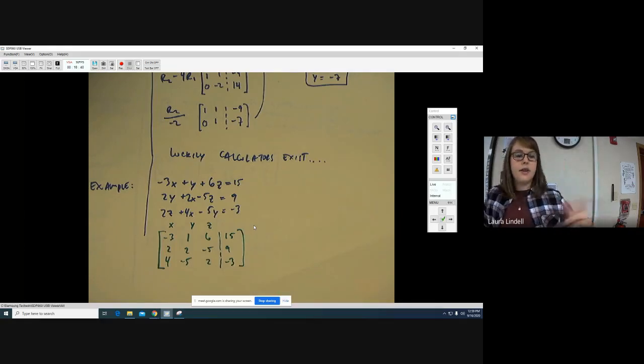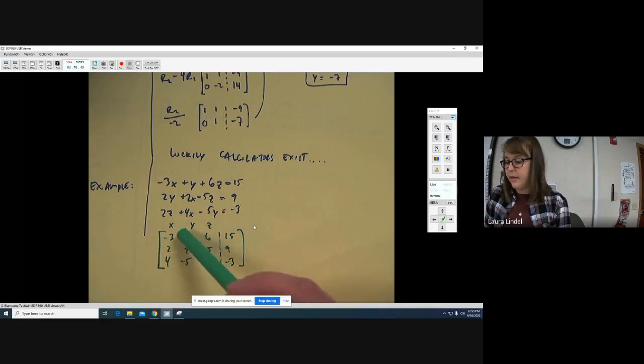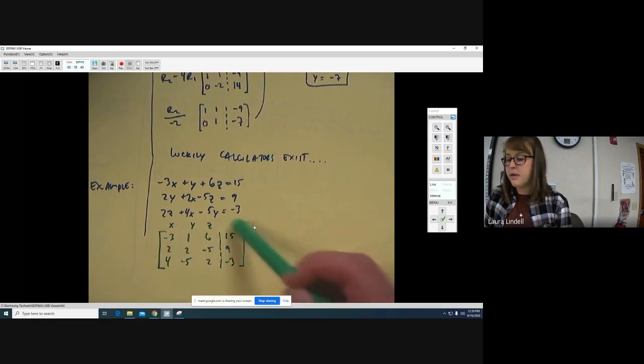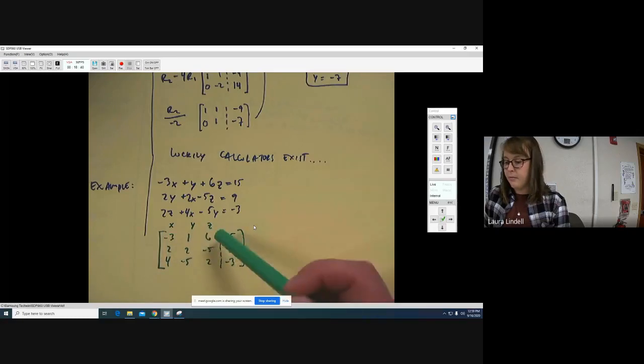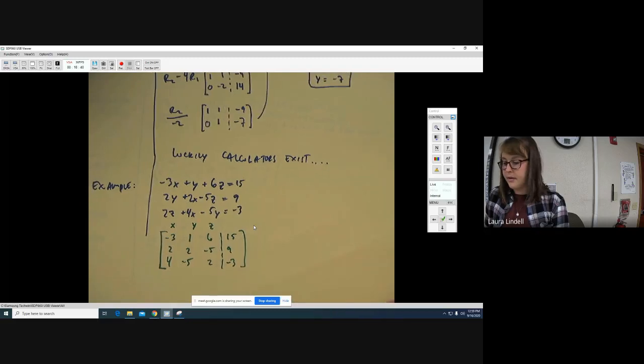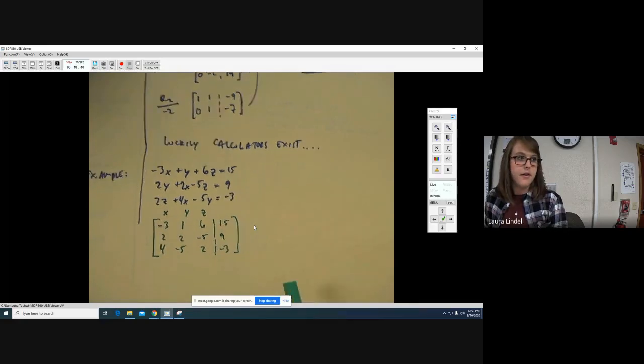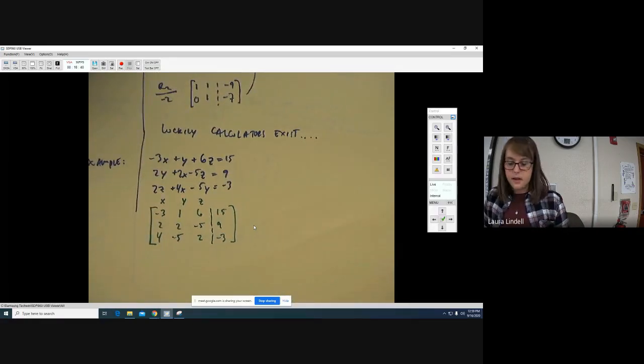If we were asked to go the other direction, if we were going to write the system that comes from this augmented matrix, you would just go negative 3x plus y plus 6z equals 15, 2x plus 2y minus 5z equals 9, 4x minus 5y plus 2z equals negative 3. So you can go back and forth.